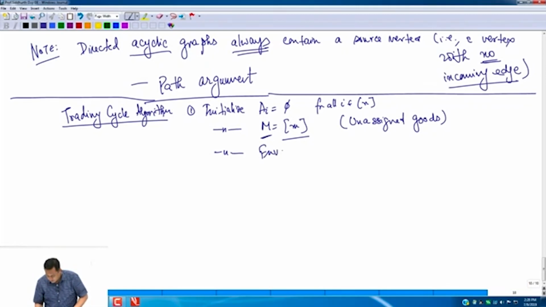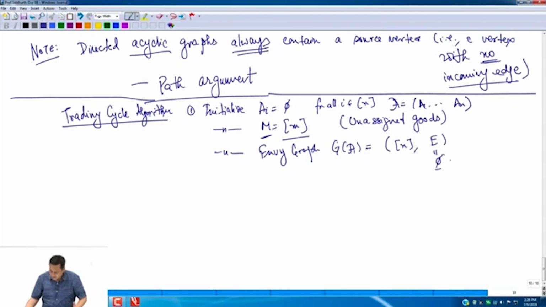And you also look at the envy graph G with this partial allocation A1 through AN. Initially everyone has the empty set, there is no envy edge, it's just a graph of isolated vertices. So that's your initialization, and you iterate till you have assigned all the goods, that is, while some good is left unassigned.